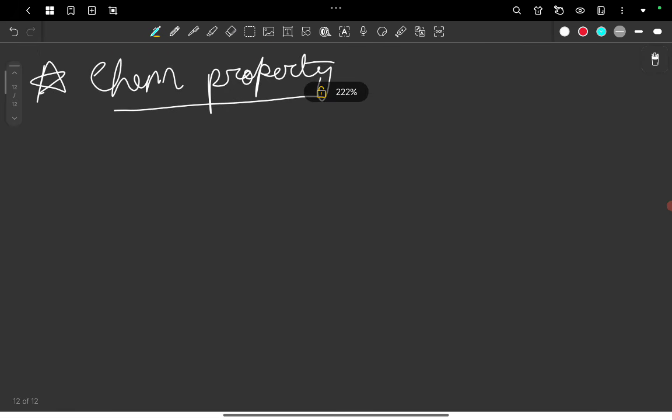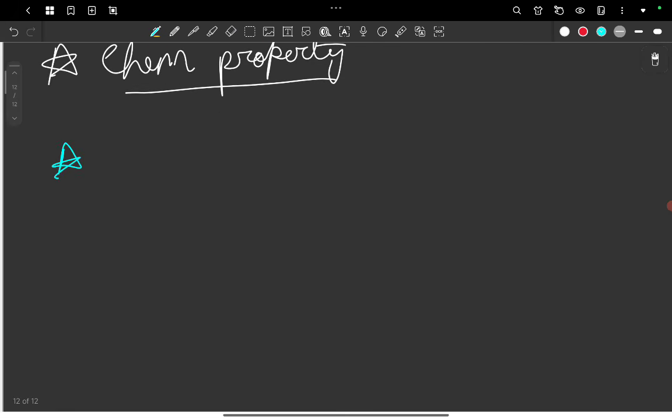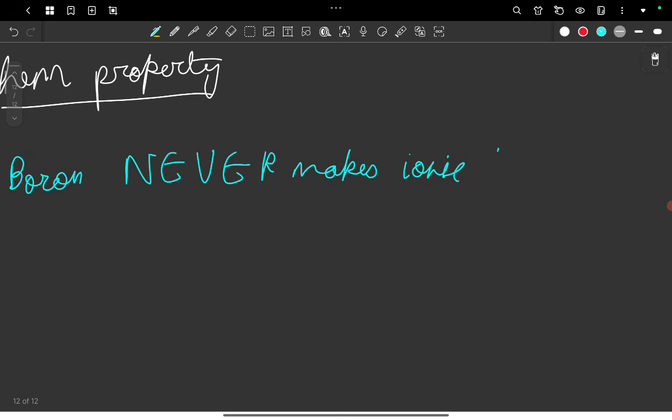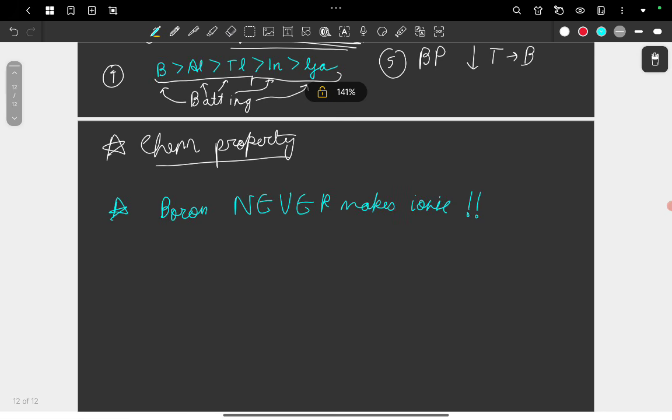Now write this point in your hearts. Boron never makes ionic bonds, and never means never. You know, boron is the only non-metal here, and non-metals tend to make covalent bonds. So yeah, just remember it like this.